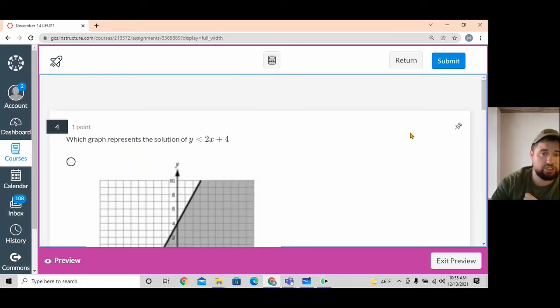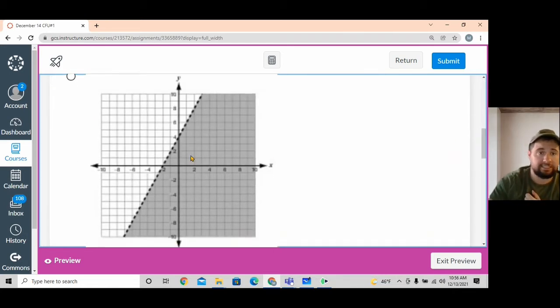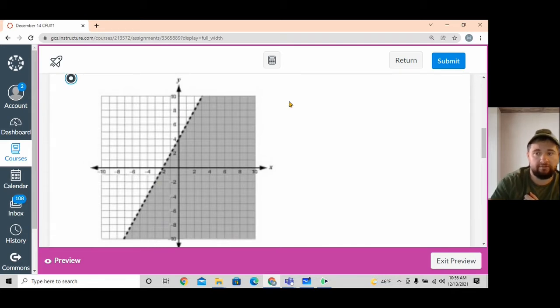Next thing we're going to do is check 0, 0. So I'm going to plug 0, 0 in. If we get a true statement, we're looking for 0, 0 being shaded. If we get a false statement, we're looking for 0, 0 not being shaded. So is 0 less than 2 times 0 plus 4? Is 0 less than 4? Yes, it is. That's a true statement, which means 0, 0 should be shaded. So this would be the correct graph.